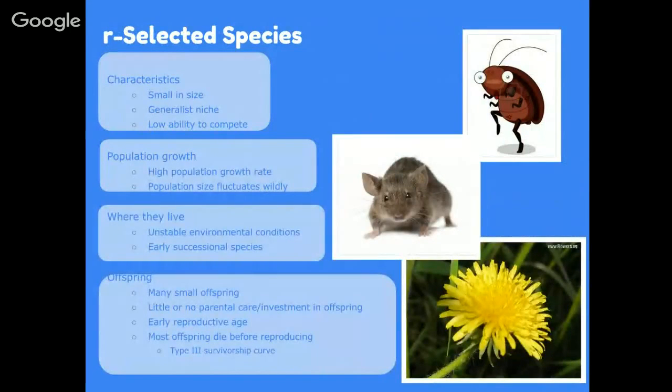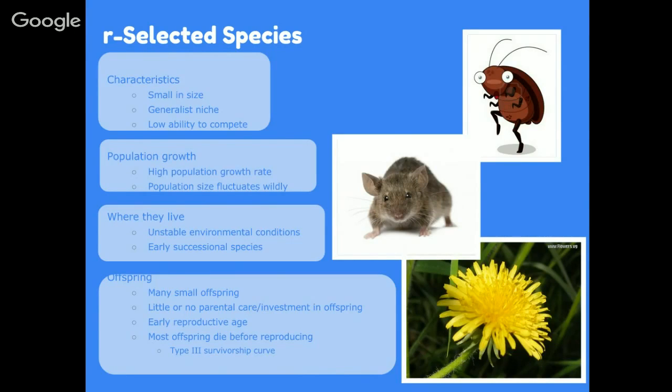We have what we call R-selected species. The characteristics of our R-selected species are that they're small in size. They're more of our generalists. They can adapt pretty well to change because they can fill a number of niches. They have a low ability to compete. Their population growth is going to be a high growth rate, but it'll fluctuate. They can live in unstable environmental conditions, and they're generally early successional, so they'll be some of the first organisms to occupy a space after a disturbance.